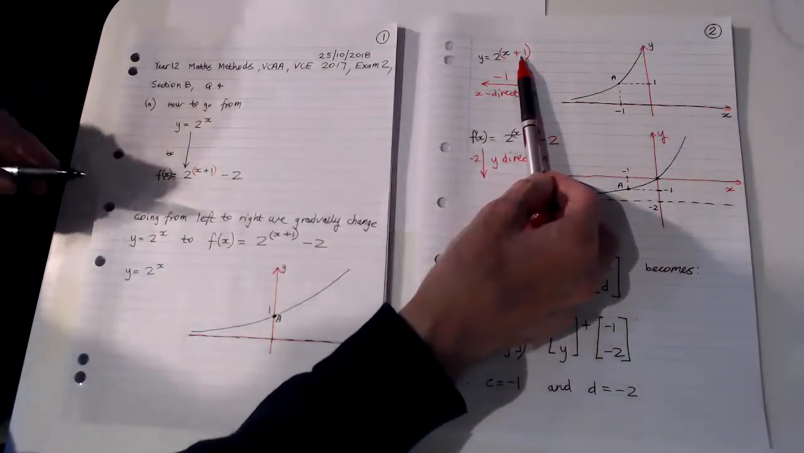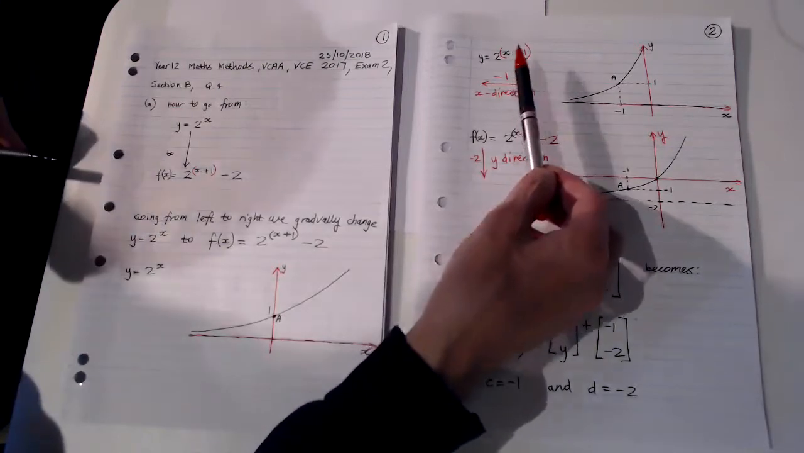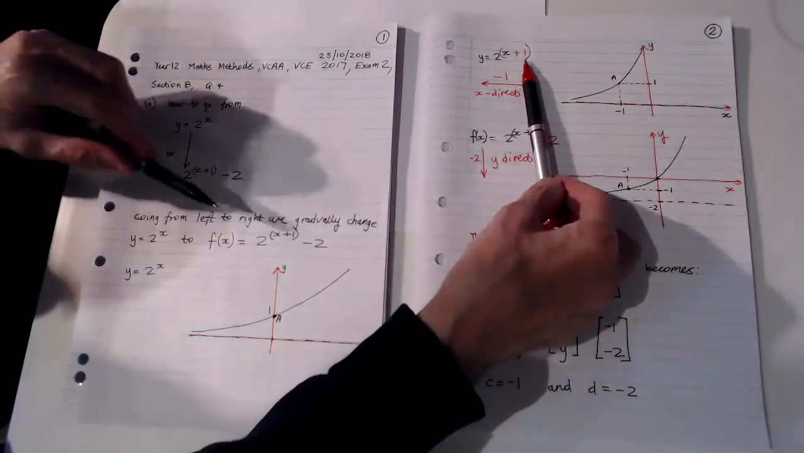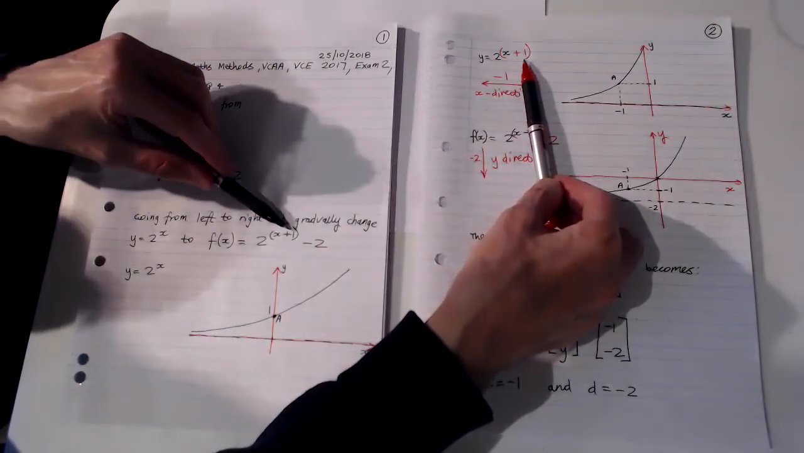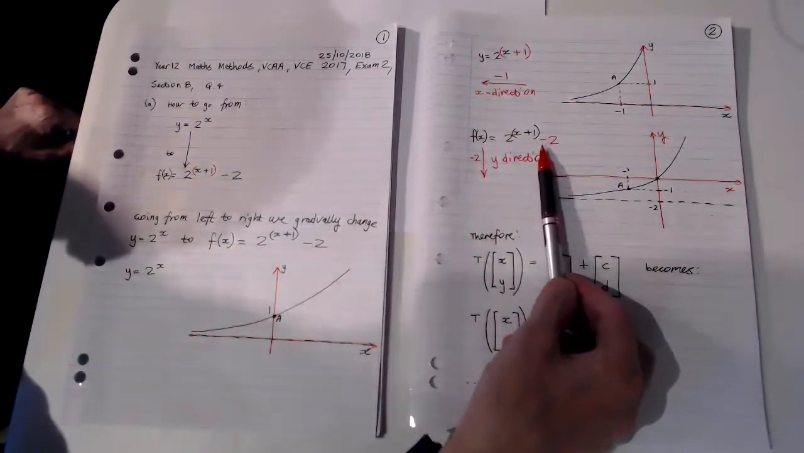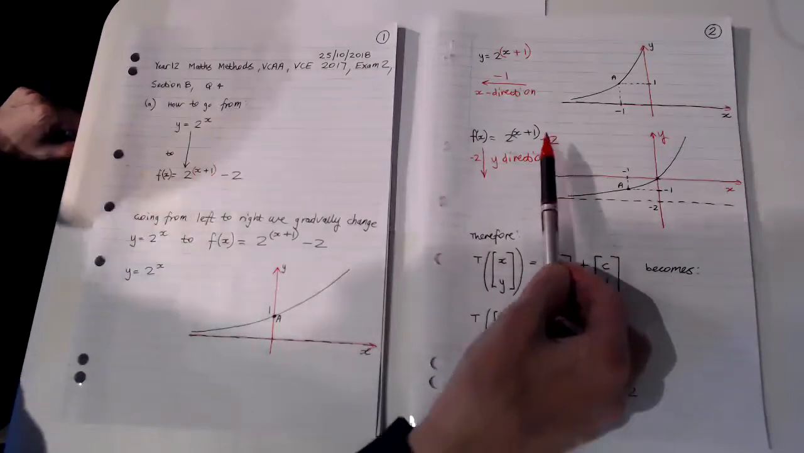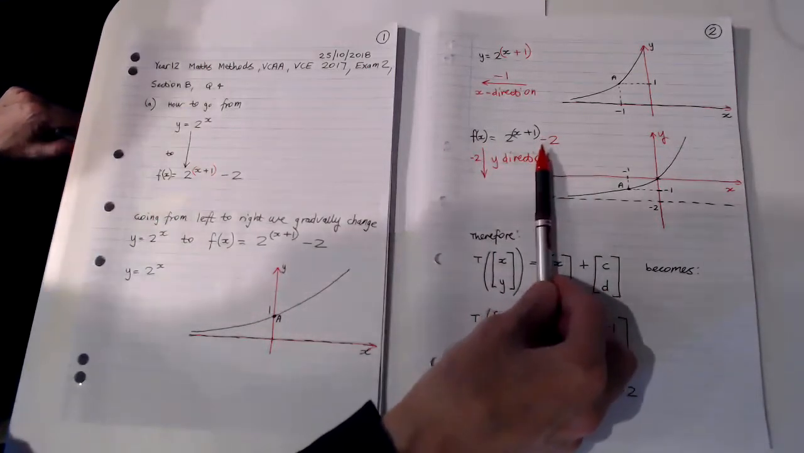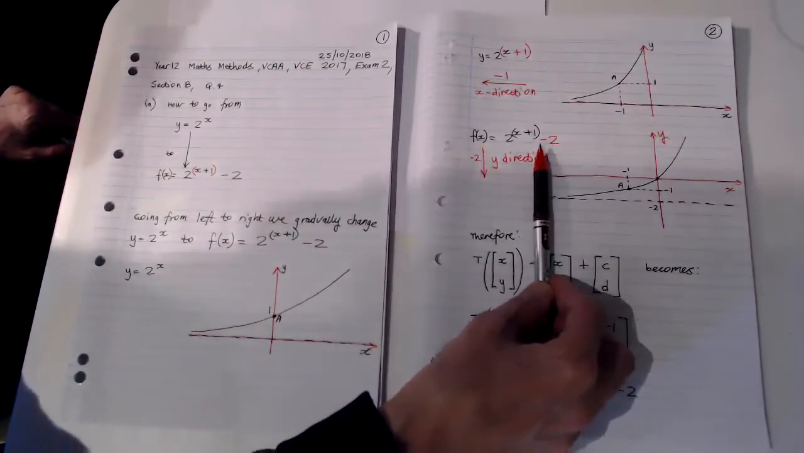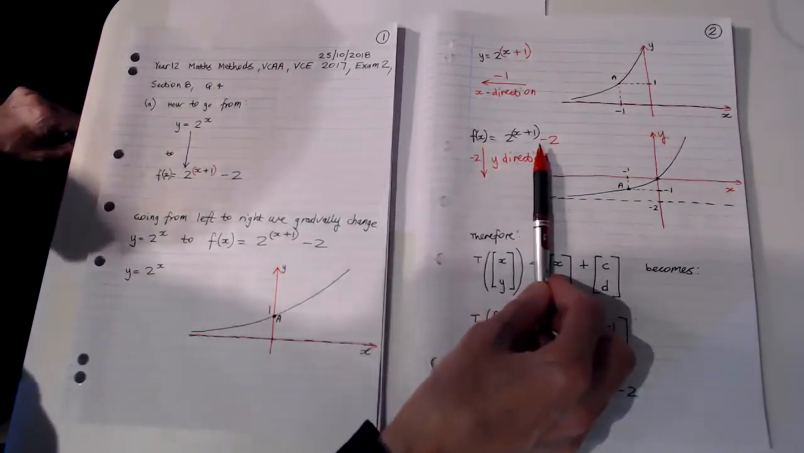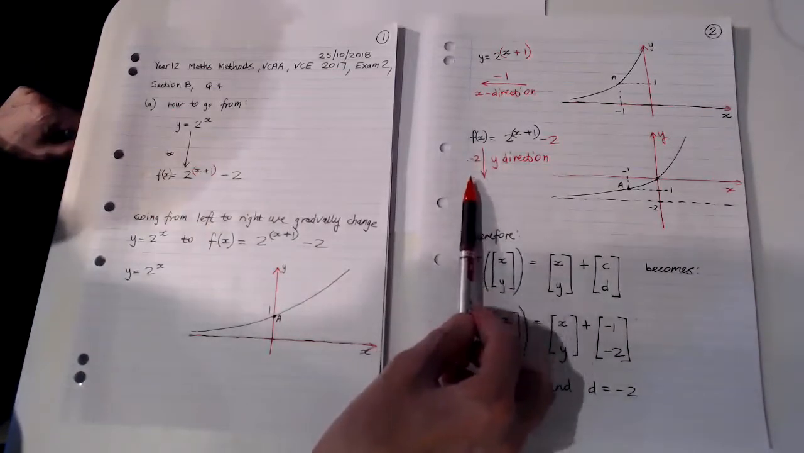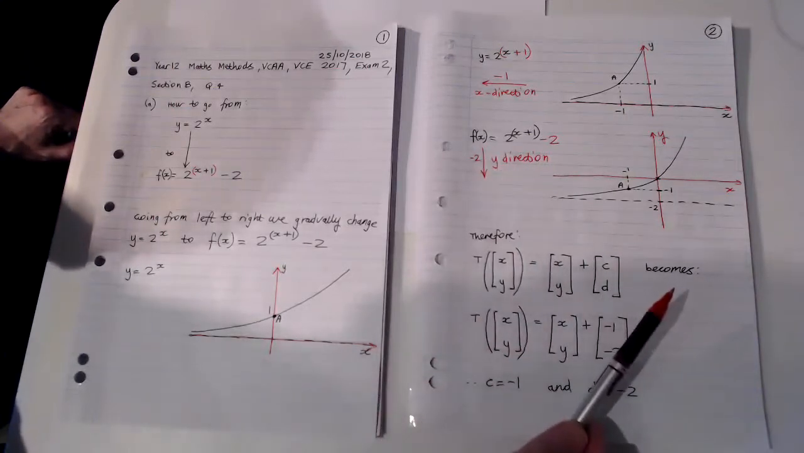Then as we go from left to right, the next difference that we see between y equals 2 to the power of x plus 1 and y equals 2 to the power of x plus 1, minus 2 is the minus 2. Now, because that minus 2 is tagged at the end and is not within brackets, you do what it tells you to do. You move the whole graph down by 2 in the y direction.